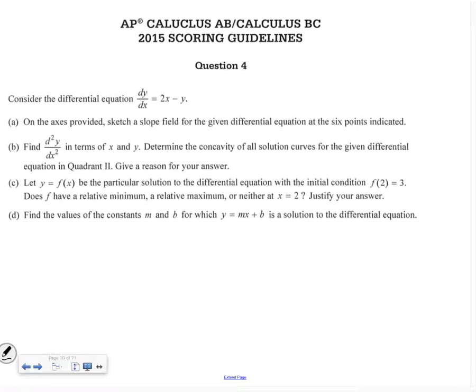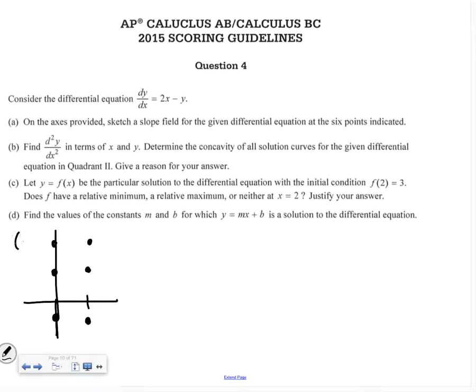Okay, question number 4. It says, consider the differential equation. We like the differential equation problems. So it says, on the axes provided, sketch a slope field for the differential equation at the 6 points indicated. I actually cut that off of mine. So the 6 points were (0, -1), (1, -1), (0, 1), (1, 1), (0, 2), and (1, 2). Those were the 6 points that we need to find the slope at.